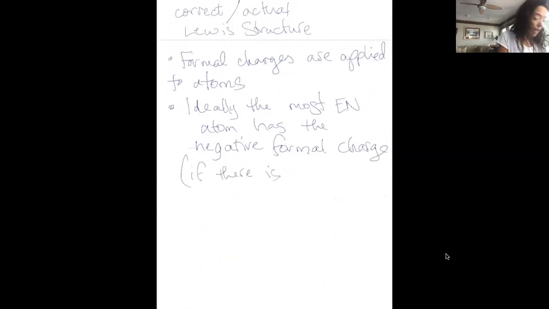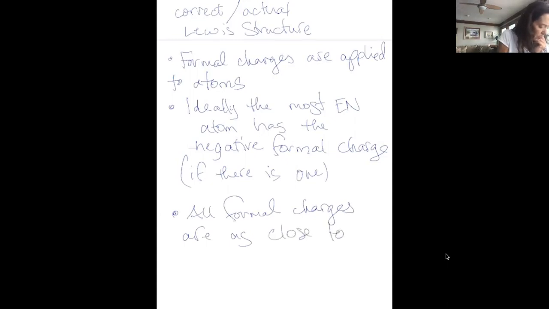Right, there's not necessarily anything that's going to have a negative formal charge. If there is an element with a negative formal charge, it needs to be the most electronegative element in the compound. Okay, so ideally the most electronegative atom in the compound has a negative formal charge, if there is one. And ideally, all formal charges are as close to zero as possible. We want to minimize the magnitude of those formal charges.